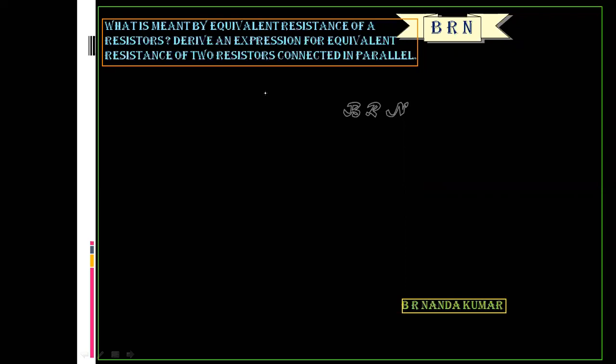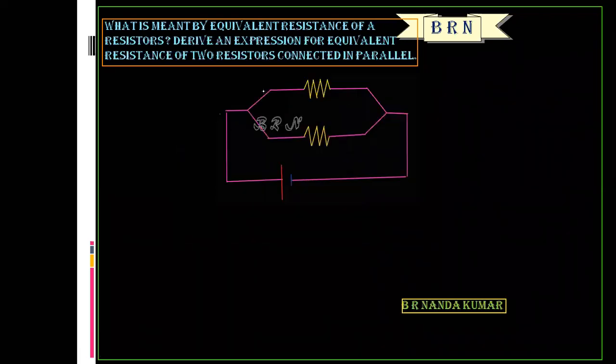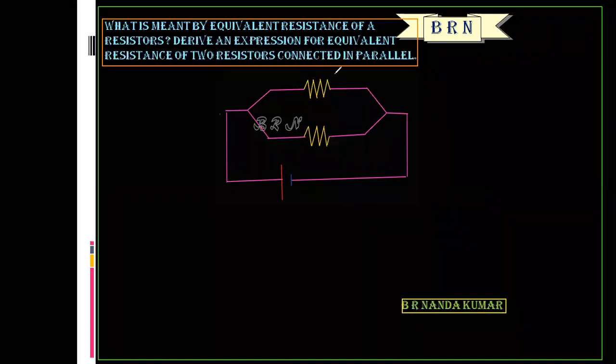Okay, when are two resistors said to be connected in parallel? Now here let us consider two resistors R1 and R2. Both are connected between two common points. When the resistors are connected between two common points, the resistors are said to be connected in parallel. So V is the potential difference across this combination.